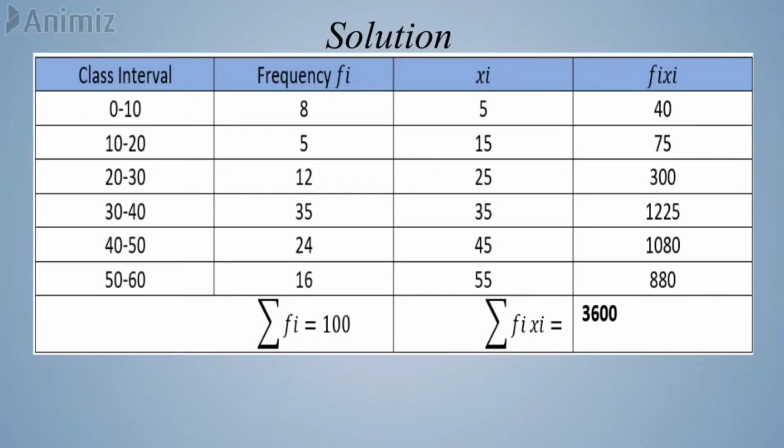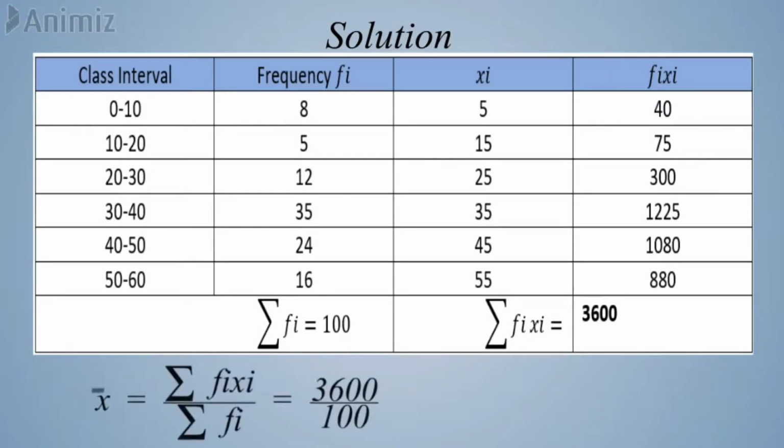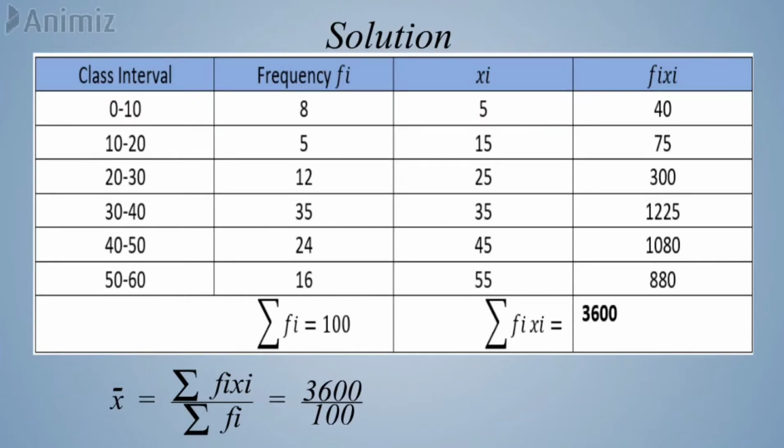3600. After this, you have to substitute these values in the formula. You know the formula: x bar equals summation of fi xi upon summation of fi, which you have done in the ungrouped data. This is the same. So when you divide 3600 by 100, your value is 36. So your mean in this data is 36.